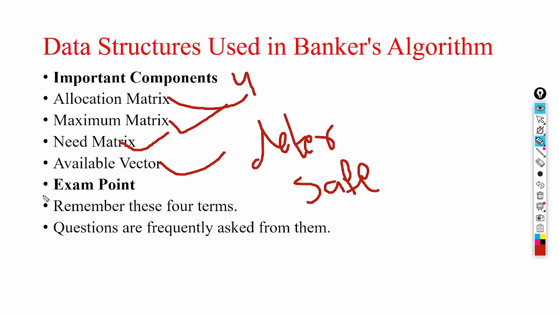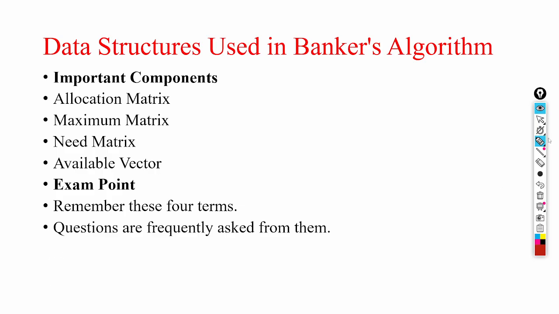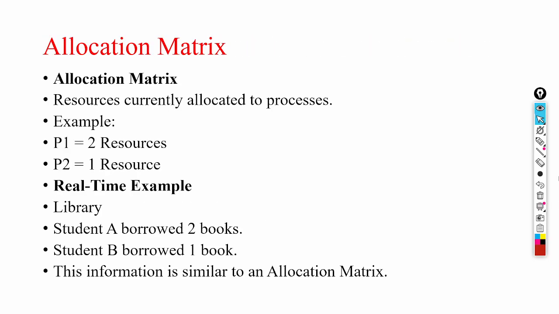Okay. So what is the exam point? Remember these four terms. Questions are frequently asked from them. What are the four components? Allocation matrix, maximum matrix, need matrix, and available vector. So we'll see one by one.